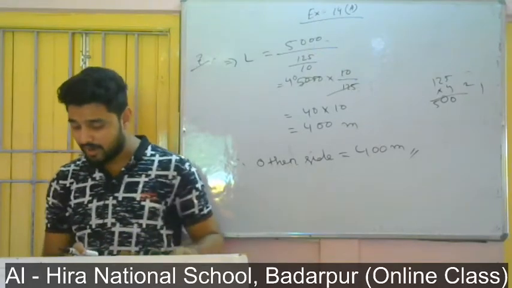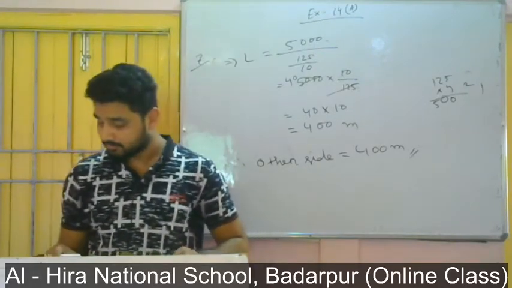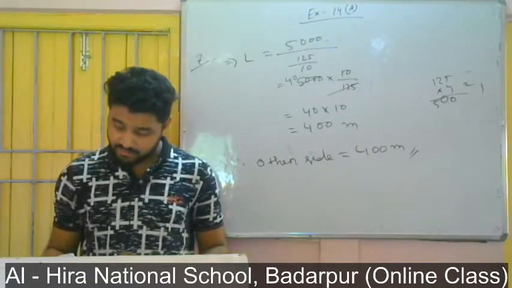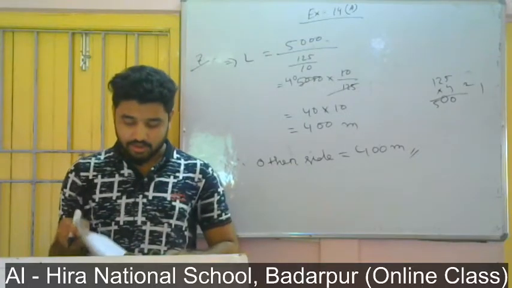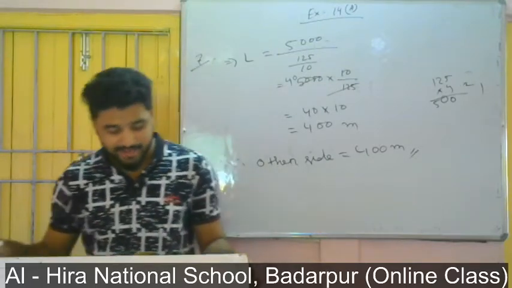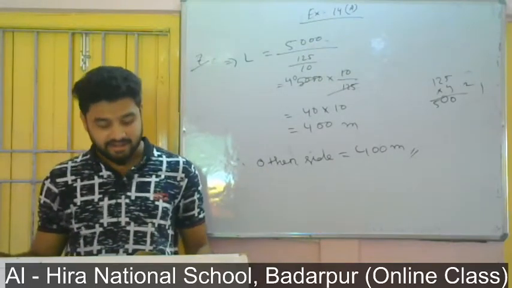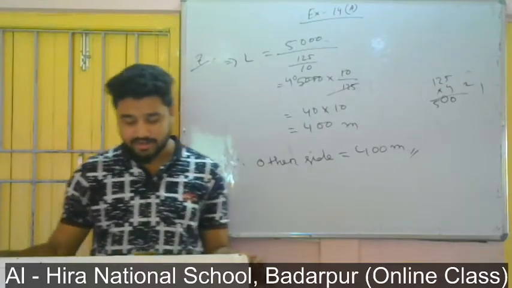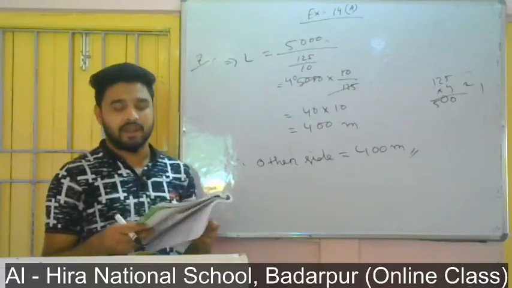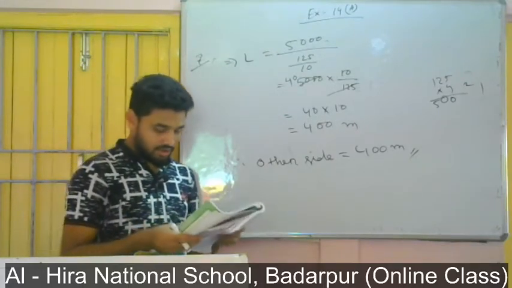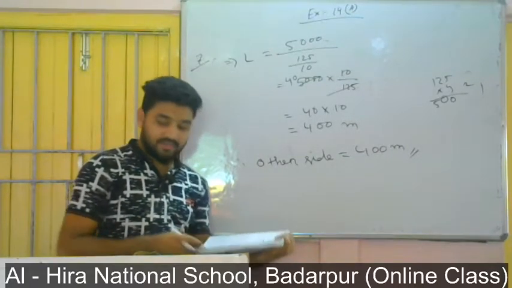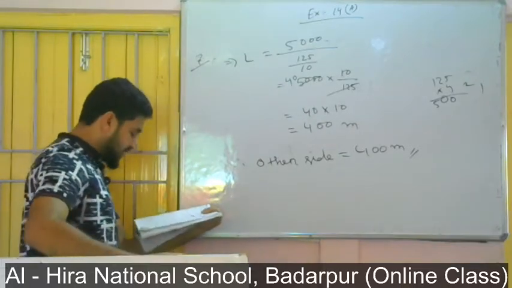Now come to question number 8. You see, question number 8 is given: a rectangular piece of plastic sheet measures 1 meter by 70 centimeter. Find its cost at the rate of 80 per square meter. That means at the rate of 80 per square meter you have to find the cost. First we will find the area of the plastic sheet.